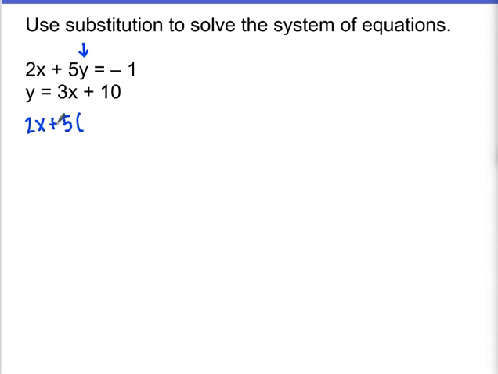So 2x plus 5 times y, but I'm going to substitute 3x plus 10 in for y. So substitute 3x plus 10, and then it equals -1. So 2x plus 5 times 3 is 15x. 5 times 10 is 50, plus 50 equals -1.